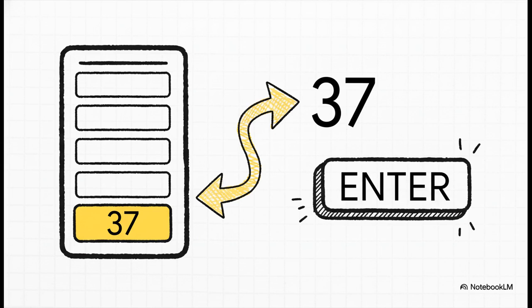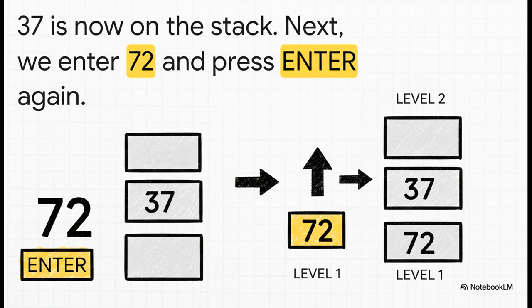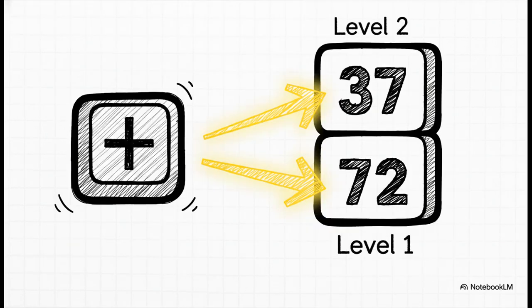Say we want to do a simple calculation, like 37 plus 72. First, we push our first number onto the empty stack, so 37, then enter. And there it is, 37 is now living on the stack. Next, we push our second number, so 72, then enter. See that? Now both numbers are on the stack, ready to go.